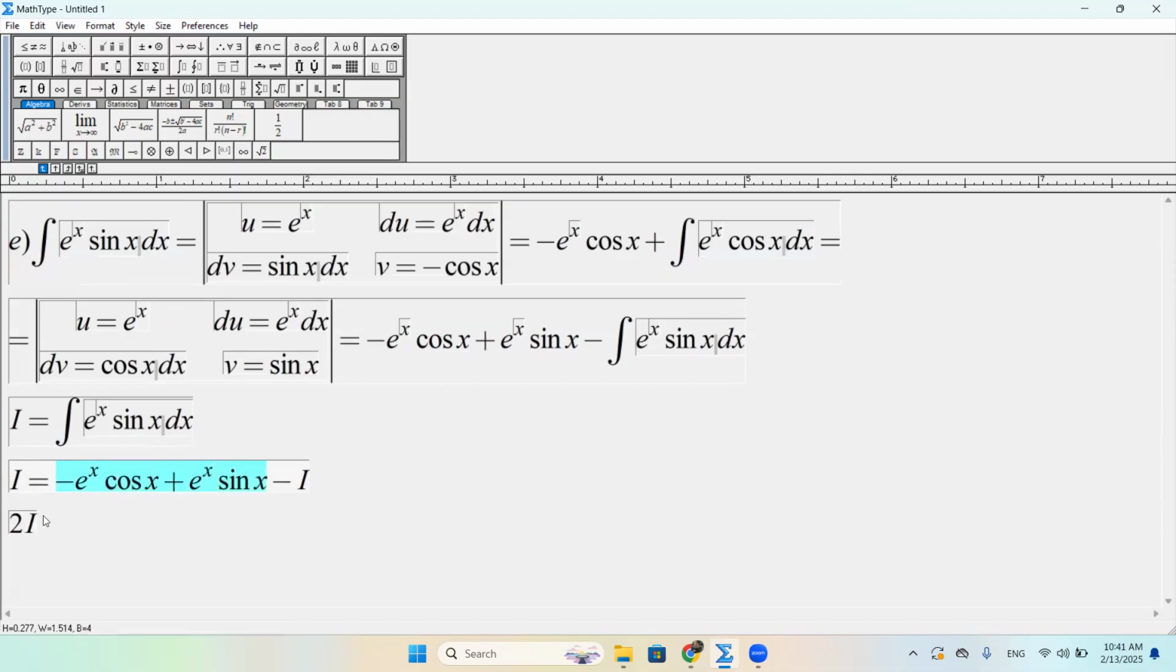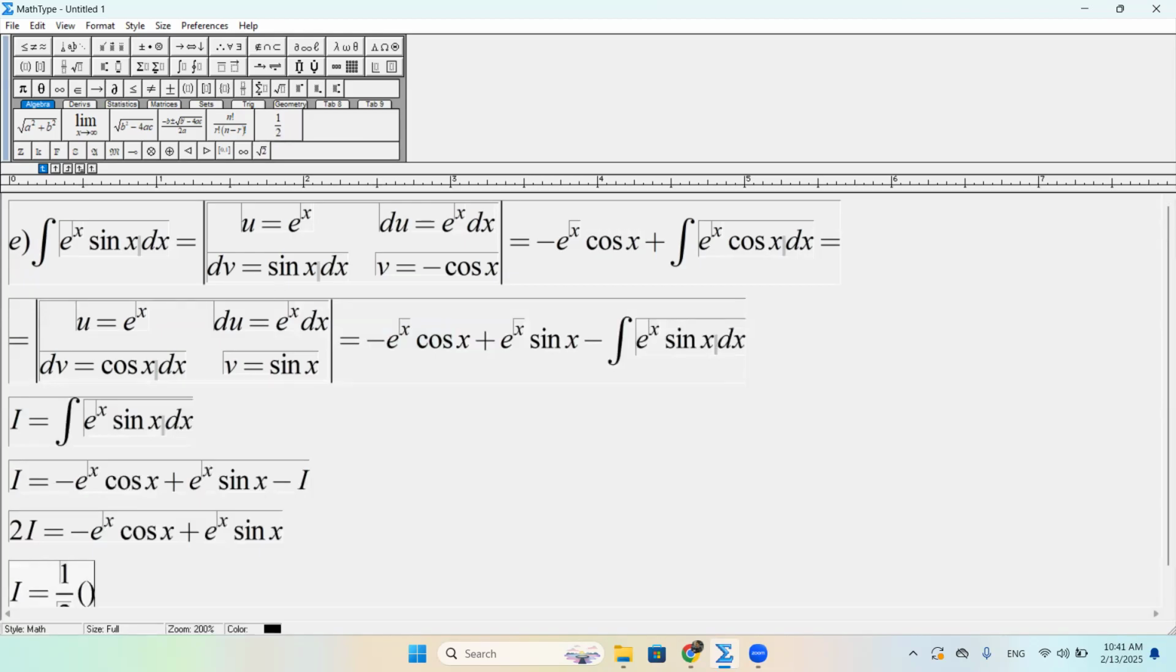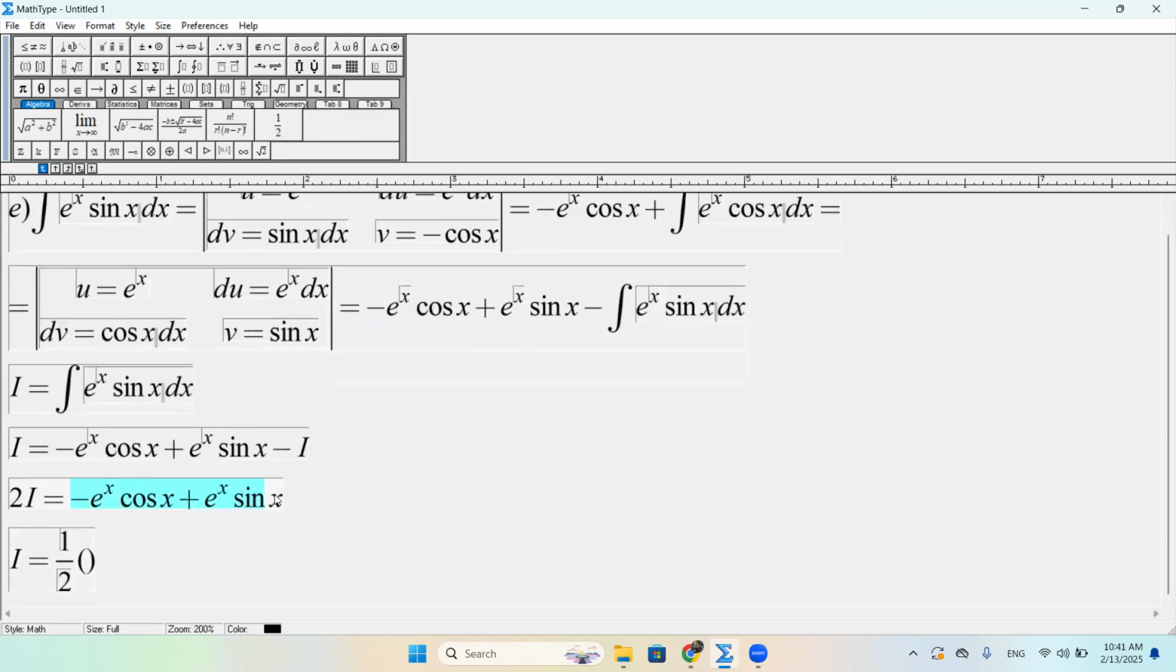So 2I equals this, and finally I equals one half of this expression plus C. That's why recurrence integrals must always be calculated by parts twice. Any questions about this task?